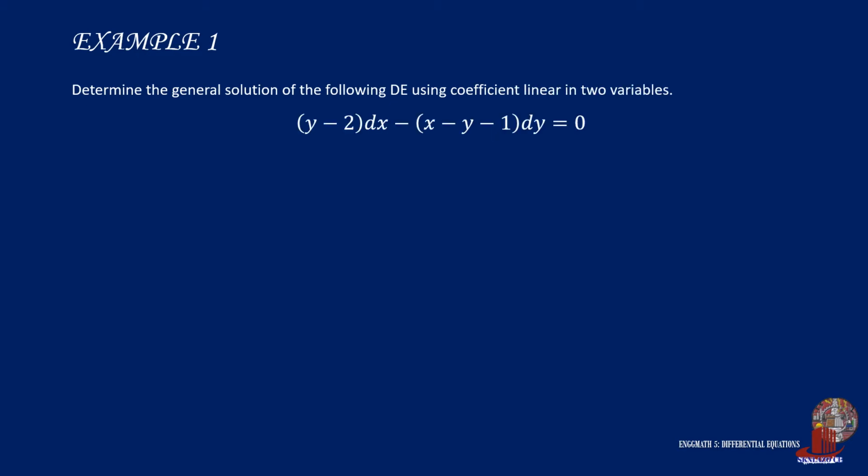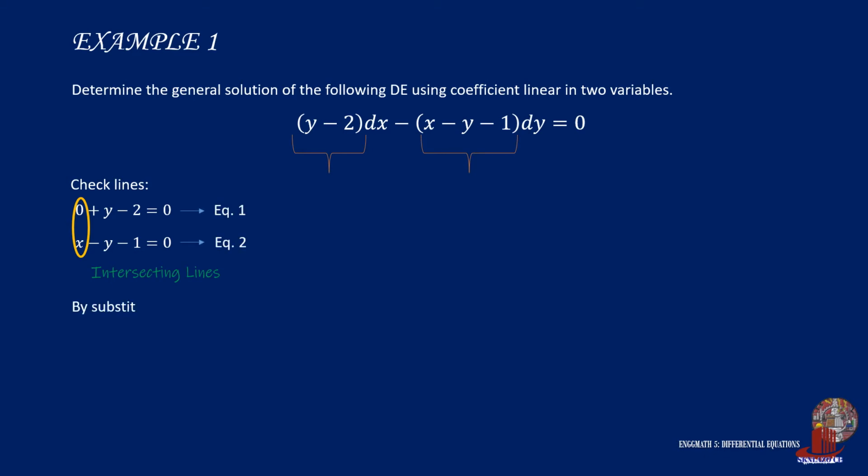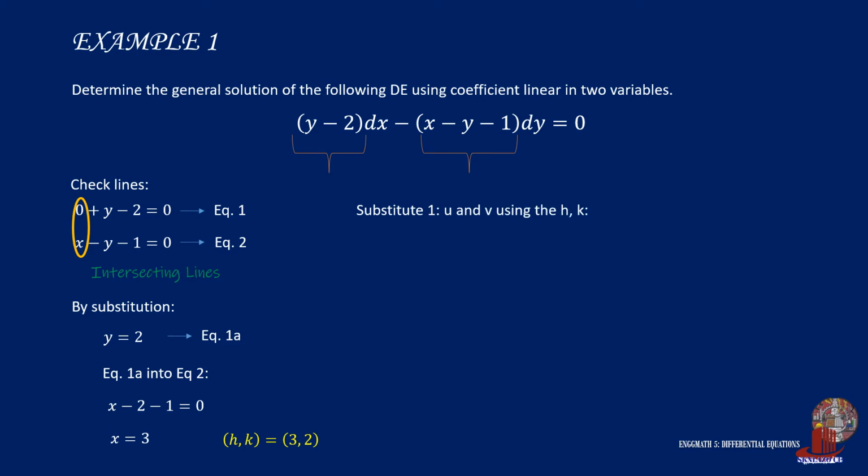First example is to determine the general solution using coefficients linear in two variables with the function: the quantity of y less 2 times dx less the quantity of x minus y less 1 times dy is equal to 0. Just like discussed, check if the lines are parallel or intersecting. And since they are indeed intersecting, determine the point of intersection by substitution where we get 3 and 2 for h and k. The next step is to use the point of intersection as part of substitution.